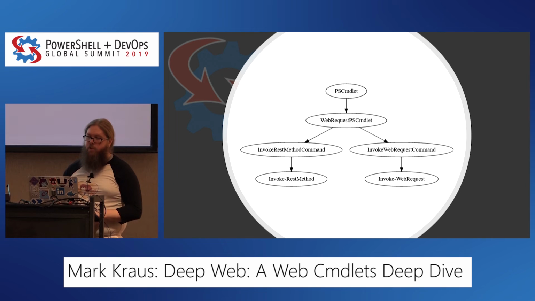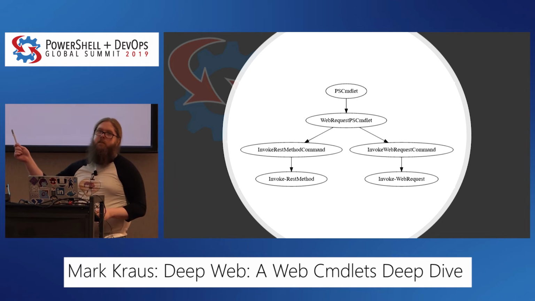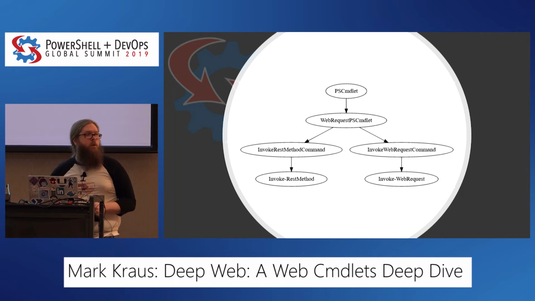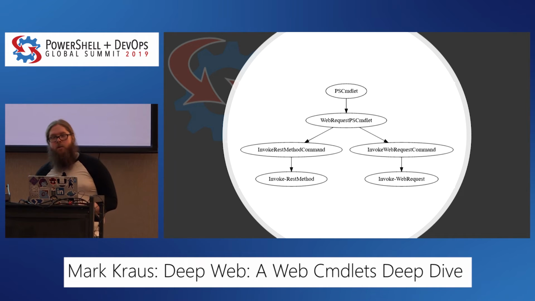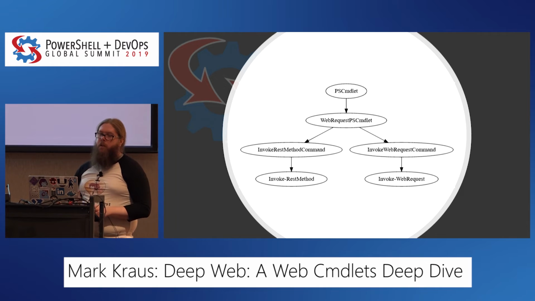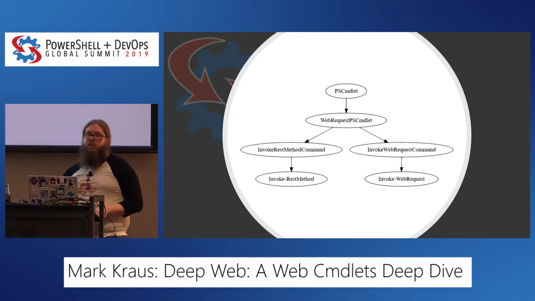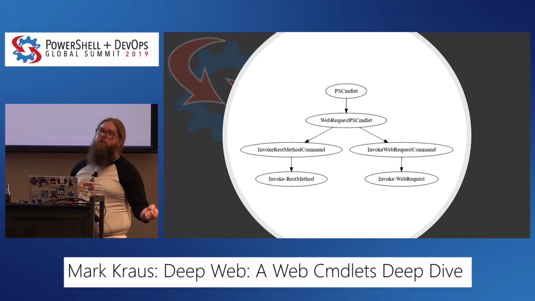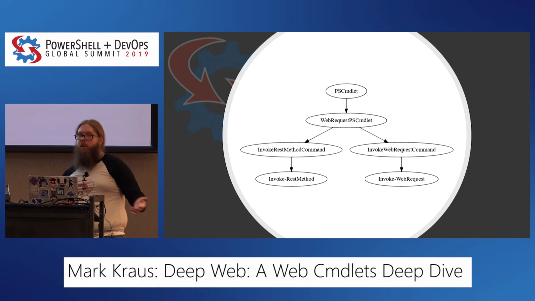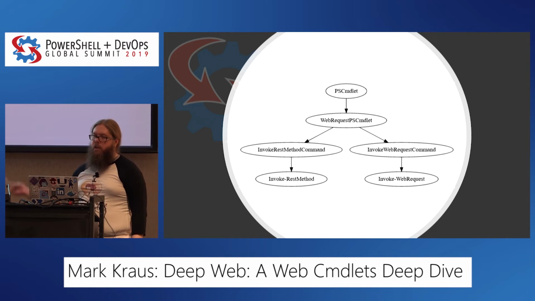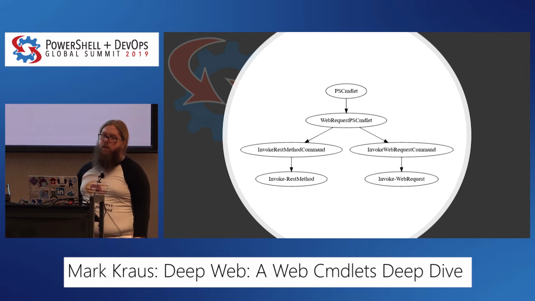A visualization of what this looks like is you have PS commandlet. If you were in Thomas Rayner's wonderful session yesterday about building commandlets in C#, we derive the base web request PS commandlet from PS commandlet, and then invoke REST method command derives from invoke web request PS commandlet, and then invoke REST method is what's being called when you actually run it inside PowerShell or inside your scripts. And it's the same with the invoke web request side. So that's what the inheritance model looks like there.